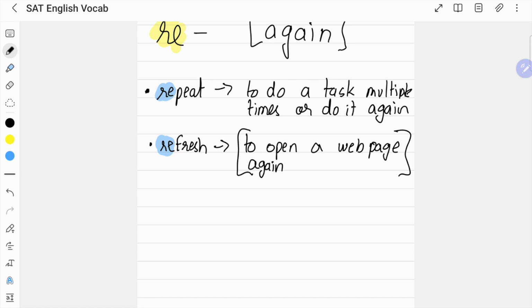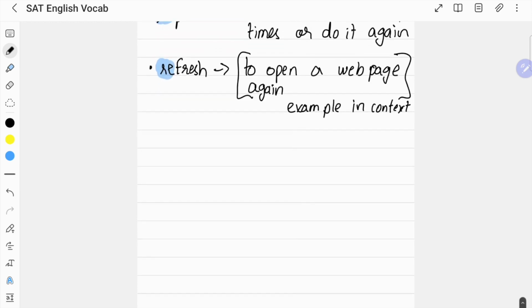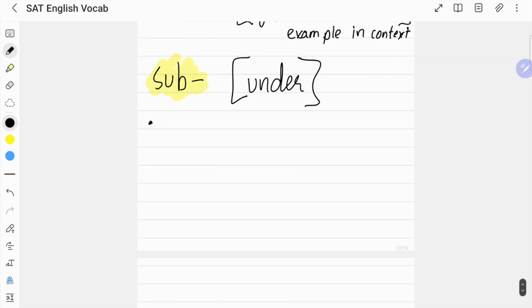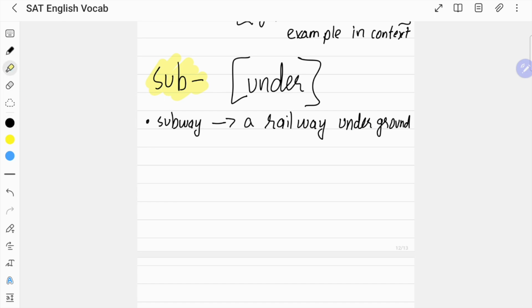This is an example in context. Alright. Next key root word is sub. Sub, which means under. Now, some words you can use, maybe subway. Not the restaurant, the railway, basically. A subway is a railway underground with the root word as sub.